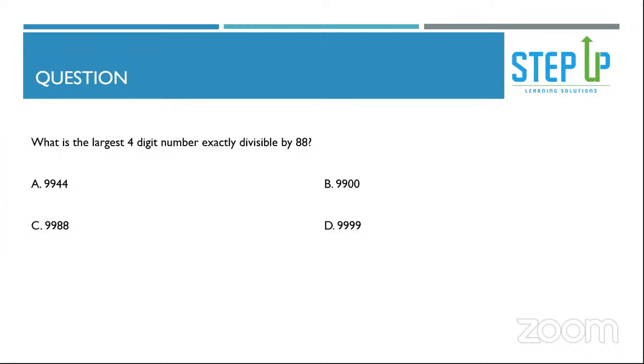Okay, so what is the largest 4-digit number exactly divisible by 88? What we need to do? We need to break the number. How will we do that? 88 can be written as 8 into 11. 8 can be written as 2 into 4. It means that the number should be divisible by 11, and the number should be divisible by 4, right? So this option got eliminated.